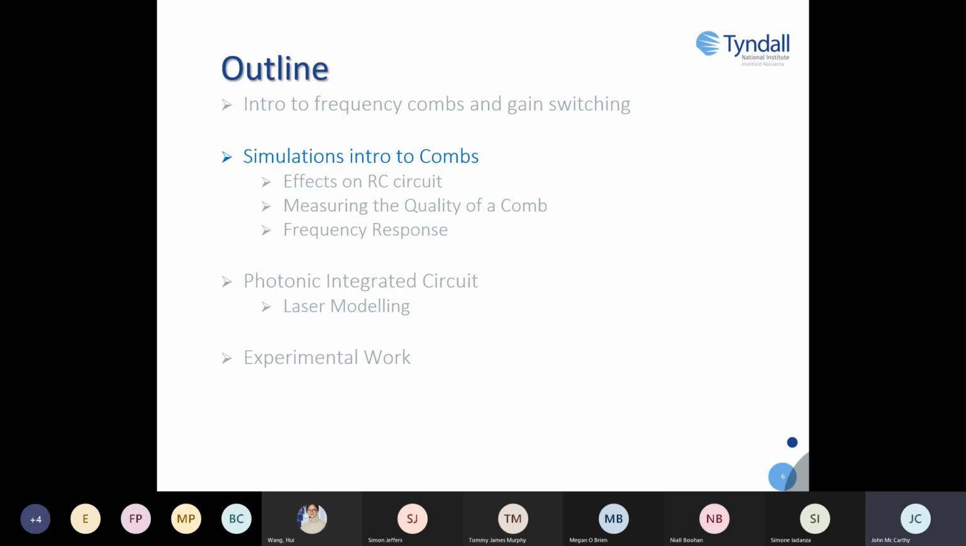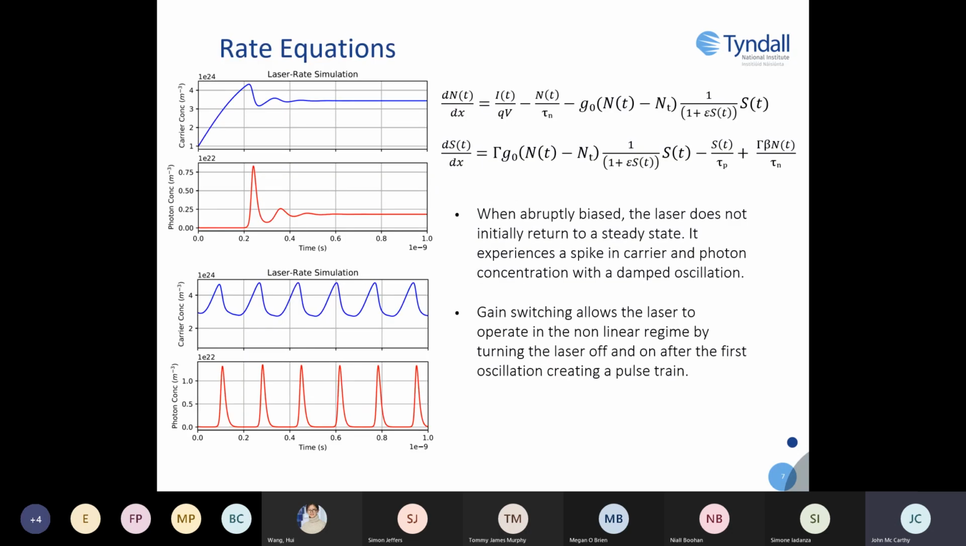So now I'm going to move on to simulating a comb, and from there I'm going to look at various parameters that will affect the comb and ultimately determine what can be done to optimize them. So first, I'm going to look at the carrier and photon densities that can be derived from the rate equations. This is similar to what I showed you in the previous slide, where we have carrier and photon density before and after gain switching.